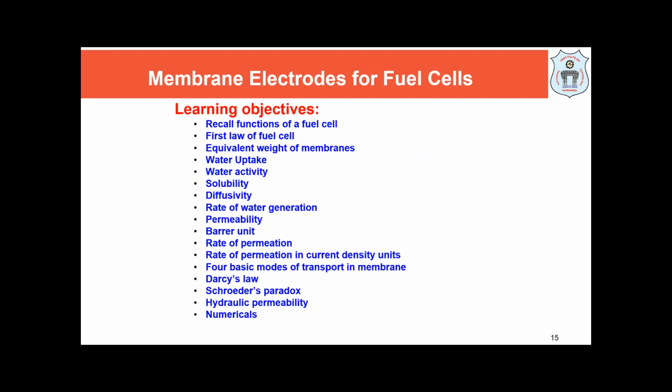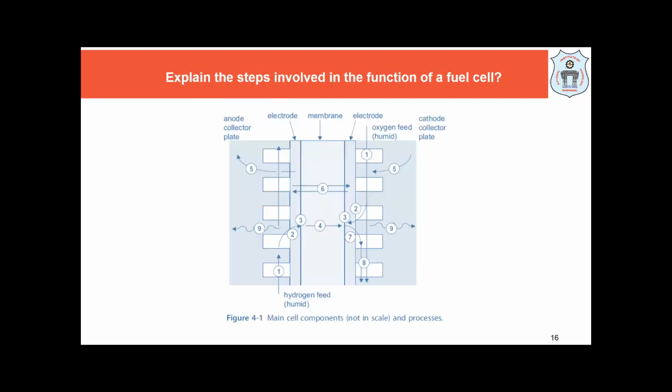First we will recall the functions of a fuel cell. We will look into the first law of fuel cell, equivalent weight of membrane, what water uptake, water activity, solubility, diffusivity and permeability are, what the barrier unit is, what the rate of permeation is in different units, current density units, the 4 basic modes of transport in membrane, what Darcy's law is, what Schroeder's paradox is, and hydraulic permeability, and we'll try to solve numericals in the next few lectures. Okay, so I will try to cover the maximum of these objectives. Let us start with the introduction.